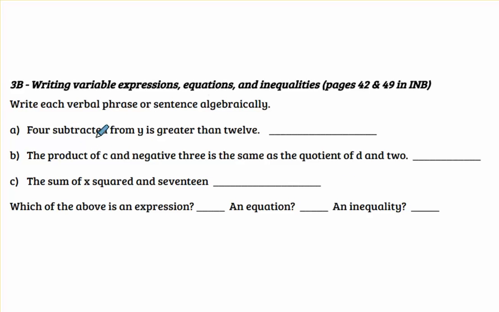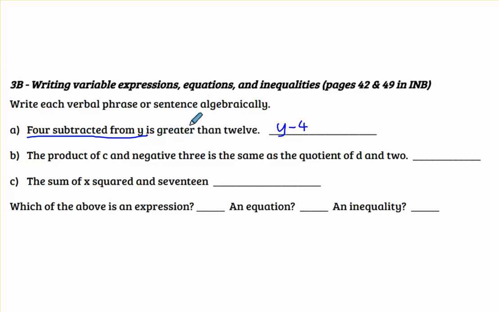Hey everybody, let's look at these words and translate them into math. All right, the first thing that we see is 4 subtracted from y. Now this is in your I&B on that hot pink sheet as a turnaround phrase because if you subtract 4 from y, your y needs to come first. That's how you're going to subtract 4 from it.